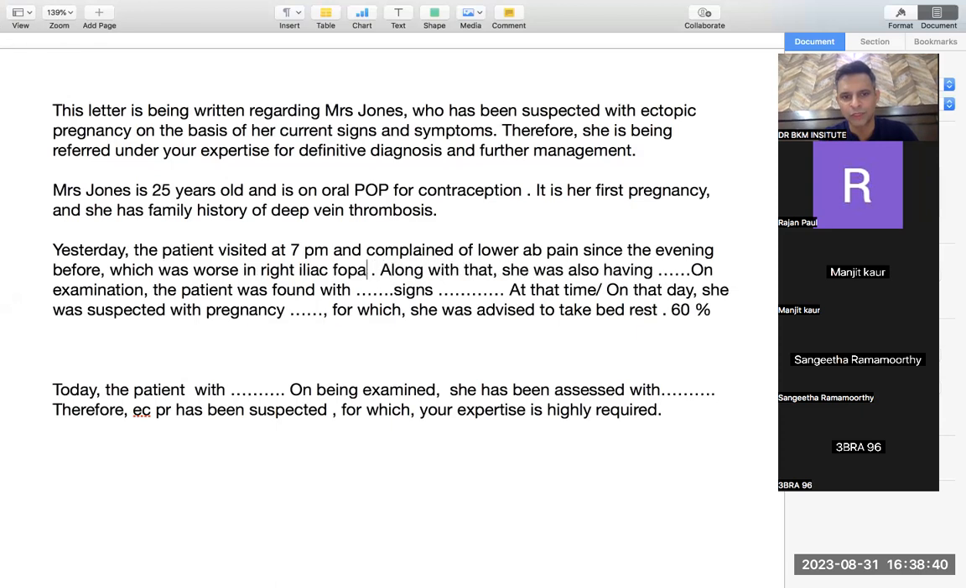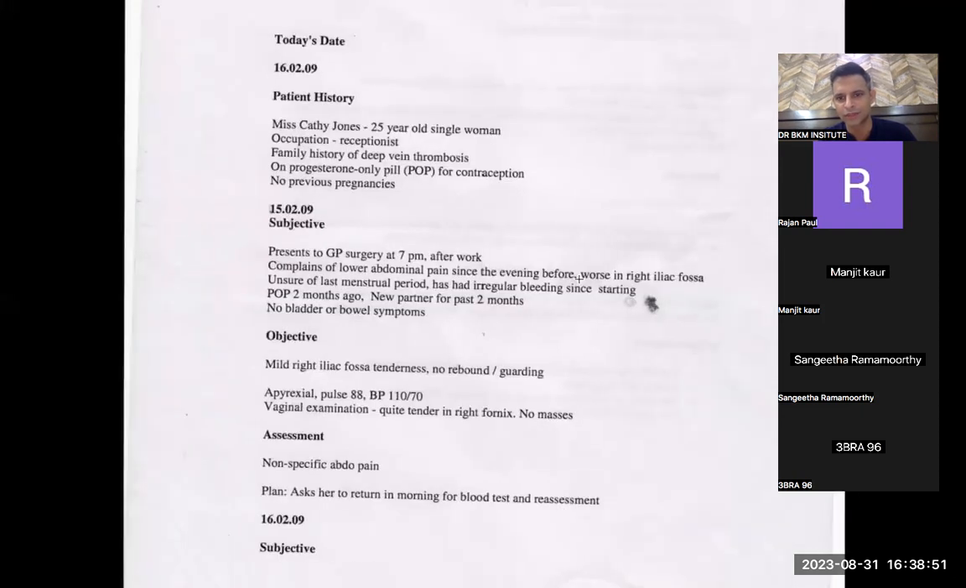What OET wants from you is to frame it in a sentence and use the right tense, patient visited, and this connector, which was. There was no connector over here, which was worse. So that is the only change I have done.